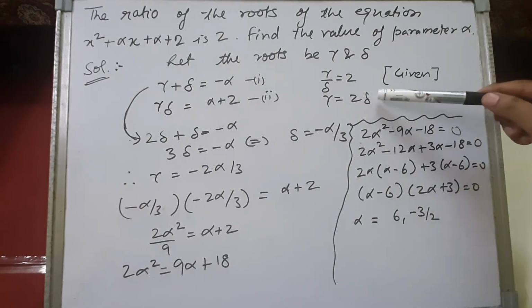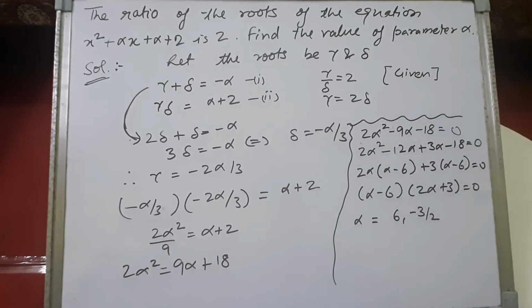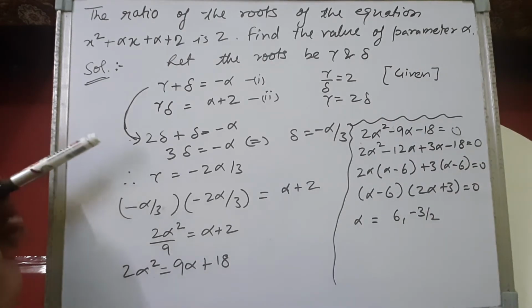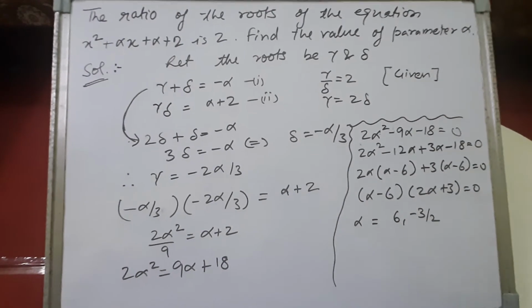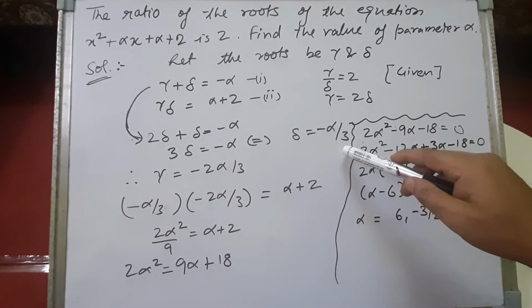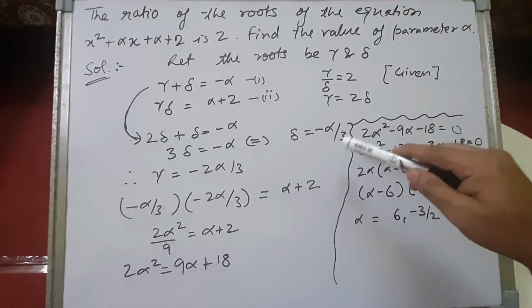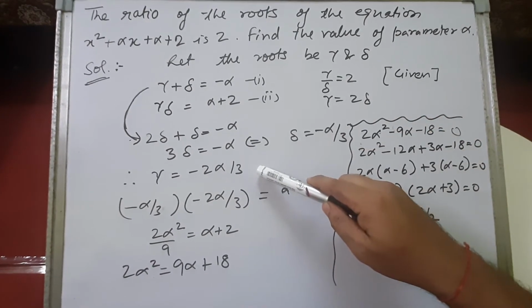So from here we can obtain the value of gamma as 2 delta. Now substitute this value in equation 1. 2 delta plus delta equals minus alpha. Then the value of delta will be minus alpha by 3. When we substitute this value in gamma equals 2 delta, we'll get the value of gamma as minus 2 alpha by 3.